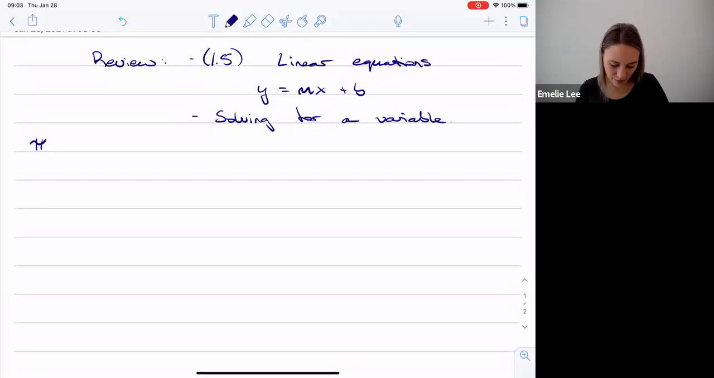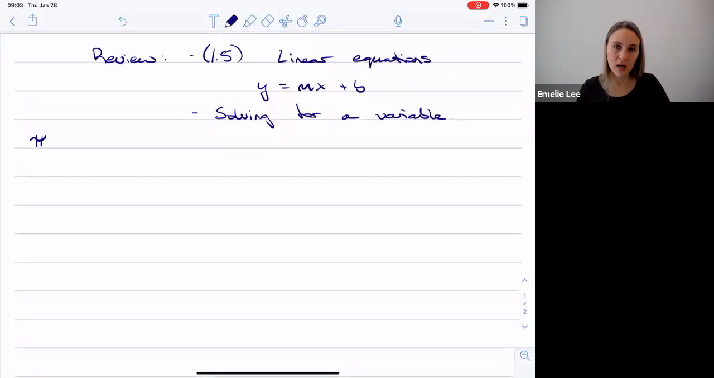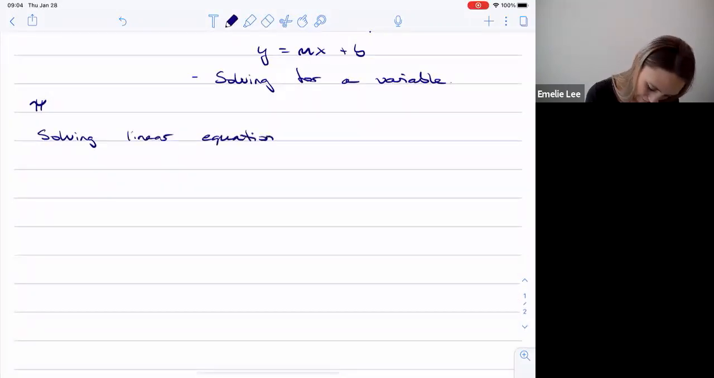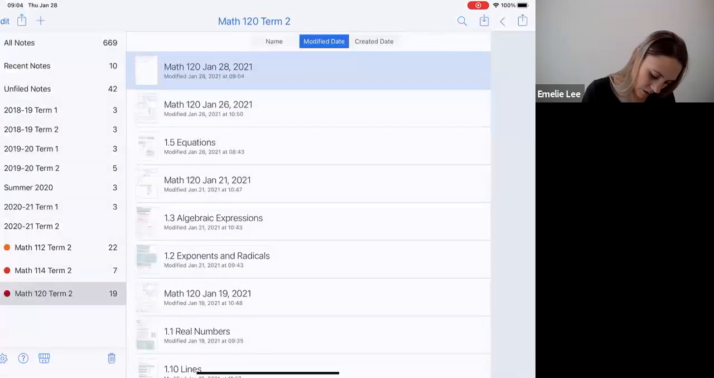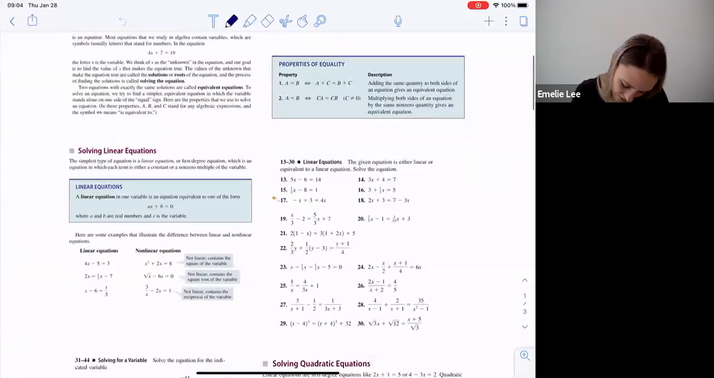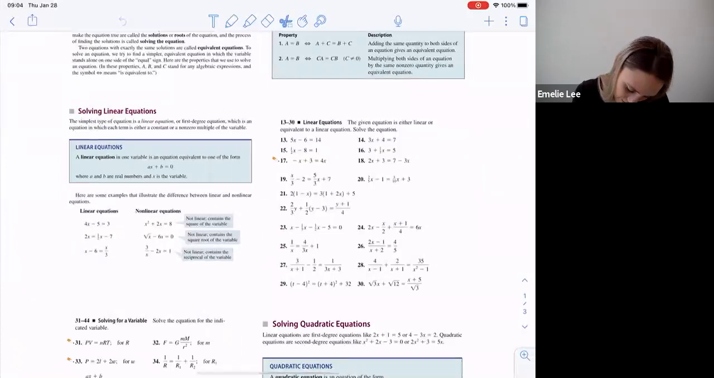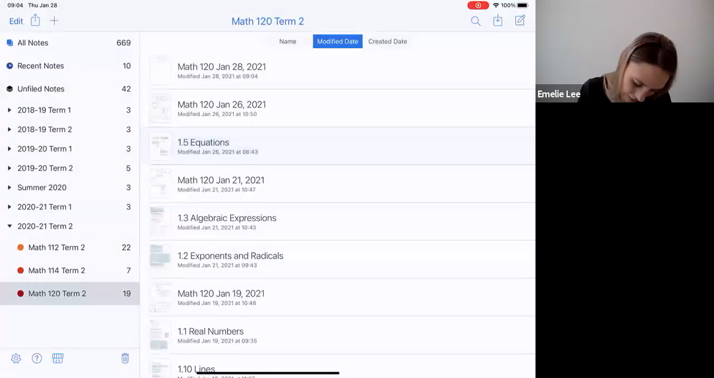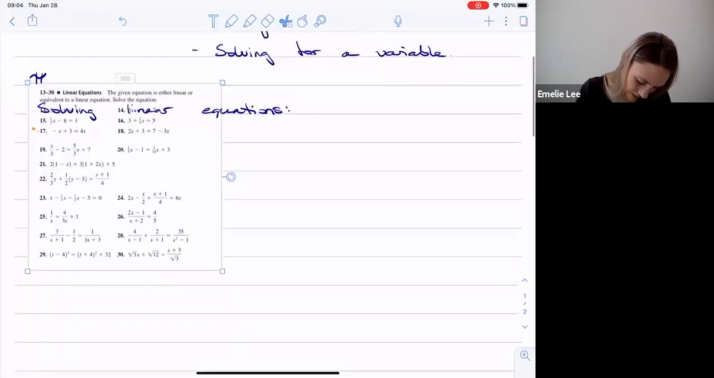But what I want to do is jump right into an example of solving linear equations. Okay, so I'm going to go into our notes here, and I'm going to grab, I guess it's a PDF. Okay, I'm going to grab some of these problems.